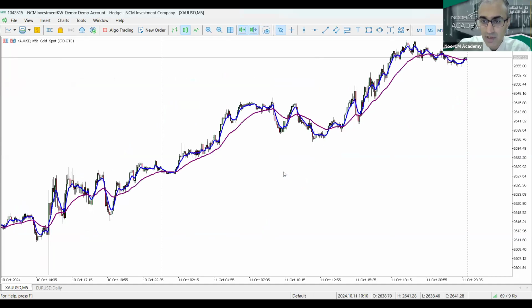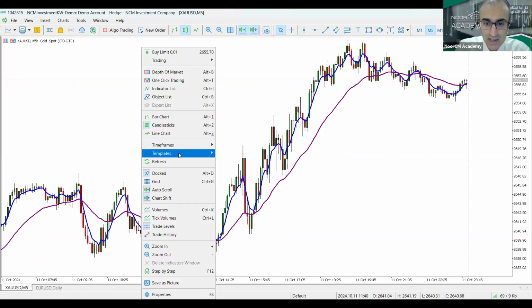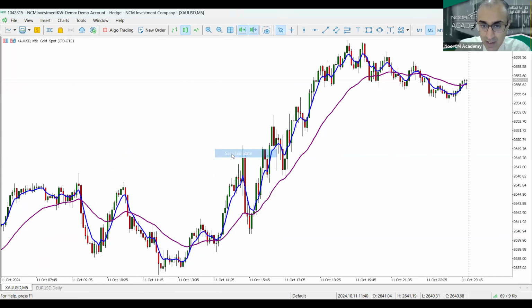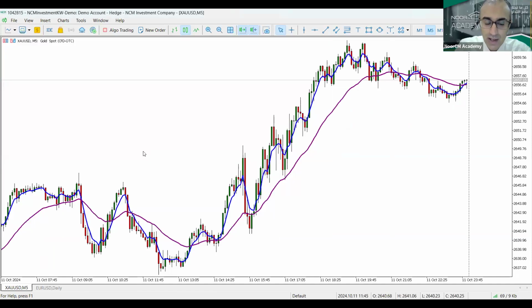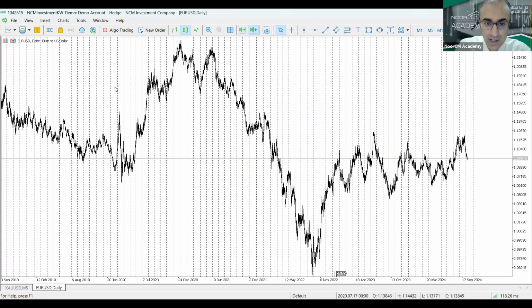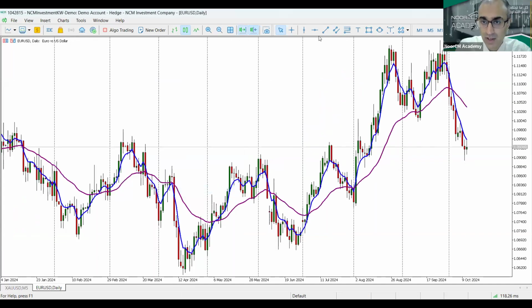Now the next step, if you like this method, if you like this strategy, what you have to do is right click, templates, save template. You can call this 5 and 30, save. So that next time, whenever you want to load this chart, you don't have to build from scratch. For example, this is a euro dollar chart. I can right click, go to templates, 5 and 30, and have it.